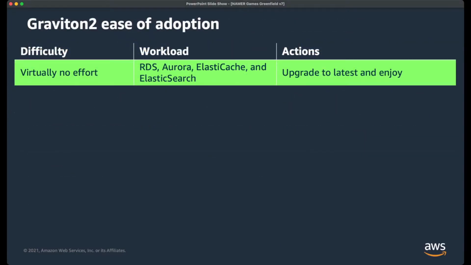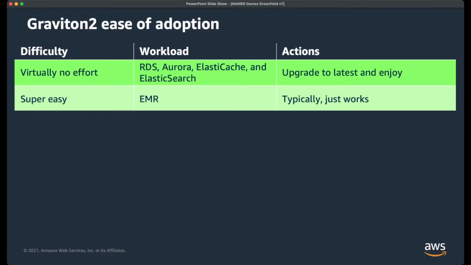So looking at the workloads and rating them on the time and effort involved to transition. At the top of this chart, you've got the managed services I just talked about. Essentially, you just need to be on a current enough version of those services, and then you can transition to Graviton2. Super easy is EMR for Spark and Hadoop. This typically just works. The reason it says typically is if you have some of your own code you're running, then maybe you need to take a look at that and just make sure your things work between the x86 based instances and the Graviton2 instances.